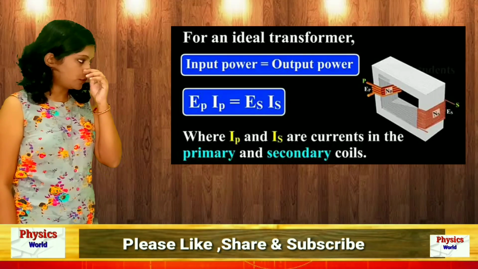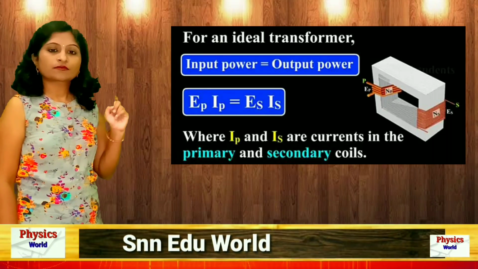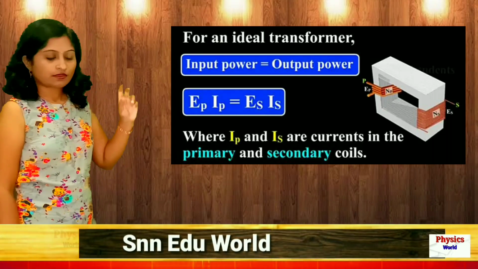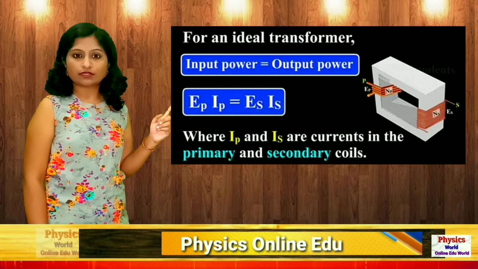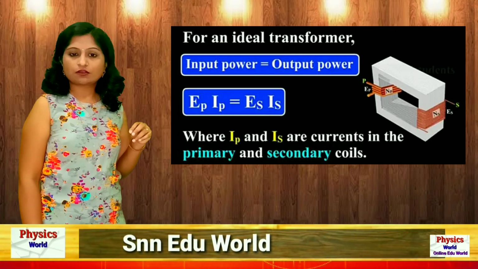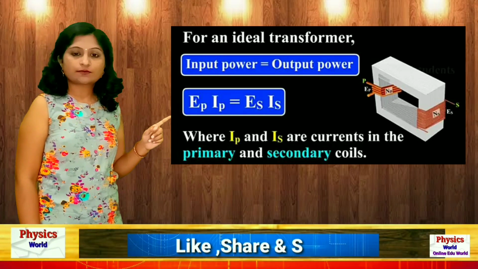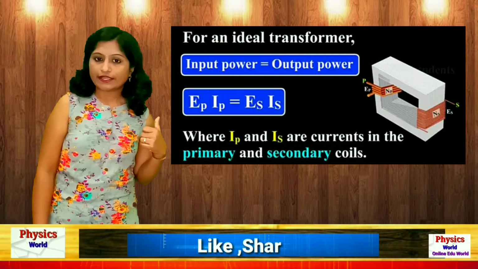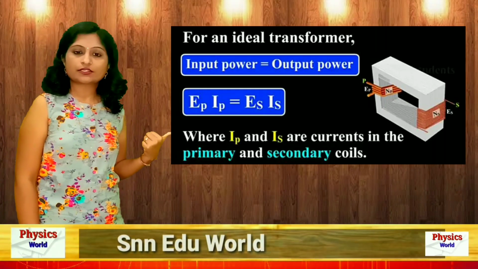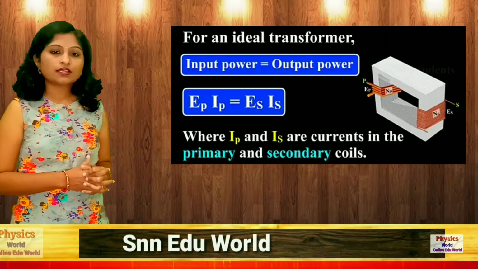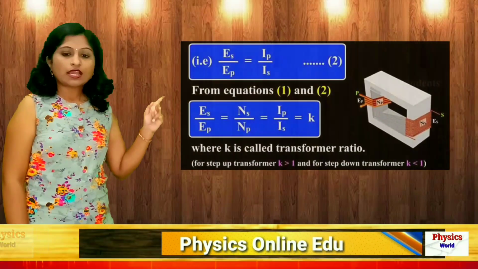So what is the input power formula? We know that power is the product of EMF and the current. So we take here input power for the primary coil, EP into IP. Output we are getting across the secondary coil, so the output power is ES into IS. Taking the product of EMF and current gives power. So again rearrange this equation, like the ratio we got in equation number 1. After rearranging this equation, we get ES upon EP is equal to IP upon IS.